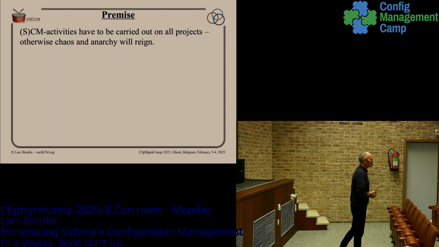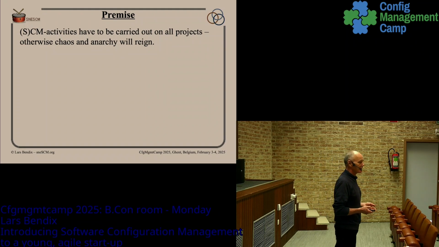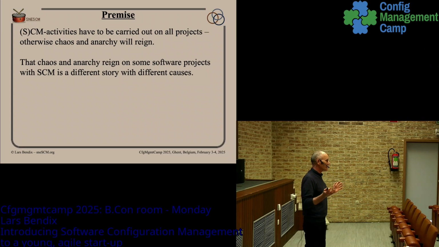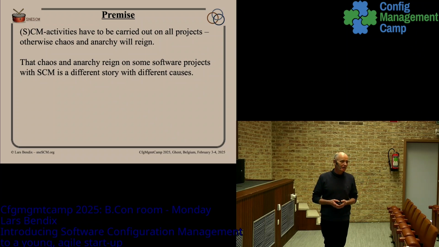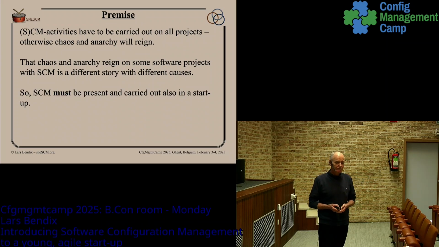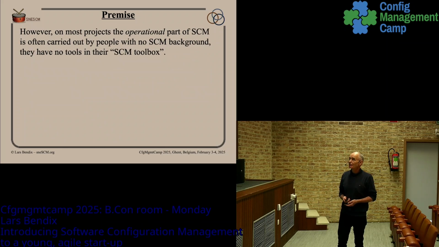So if you're into software configuration management, you know that software configuration management activities have to be carried out on any type of project. If you don't have any software configuration management activities, chaos and anarchy will reign. Sometimes, even if you have them, there will be chaos and anarchy, but that is due to other causes. So software configuration management has to be present also in a young Agile startup. So let's try to see how we can convince these people that it's good and useful to have software configuration management.